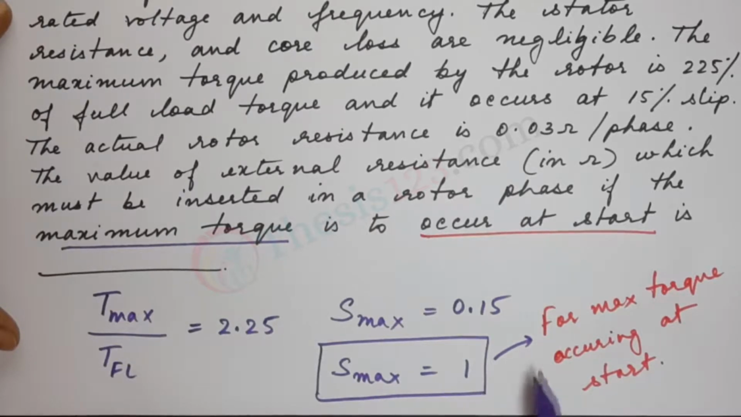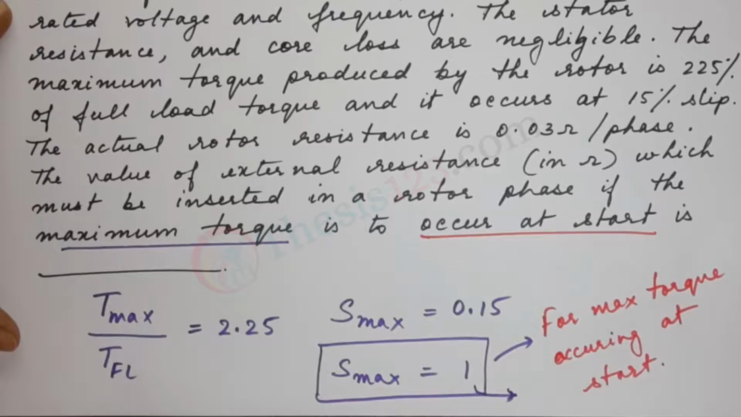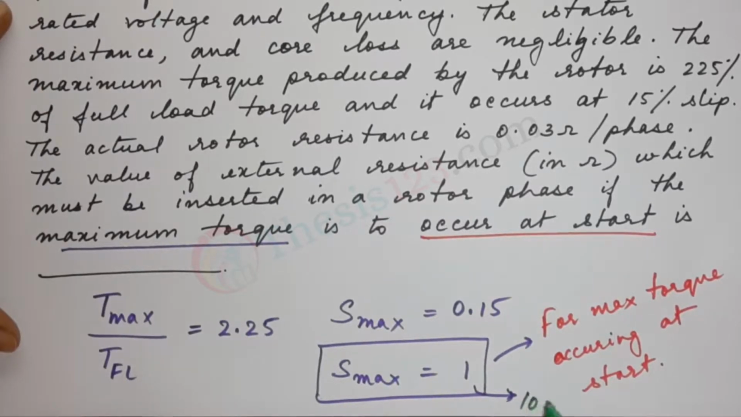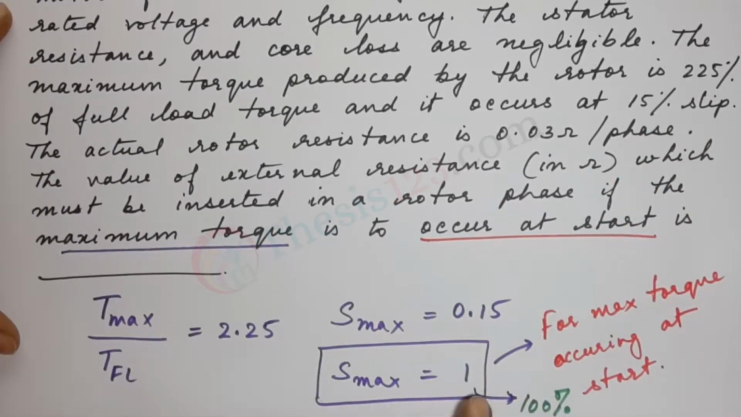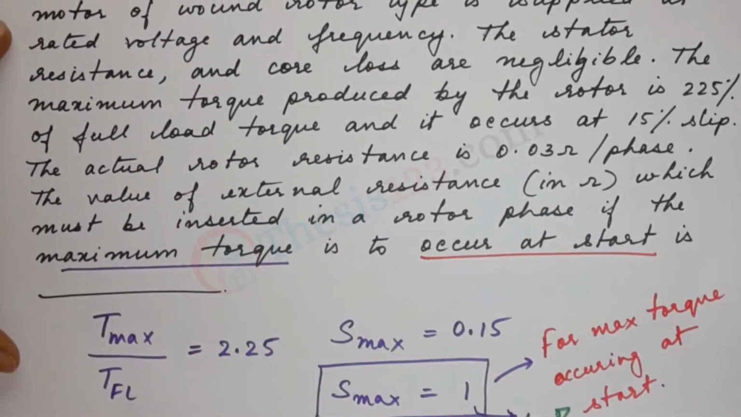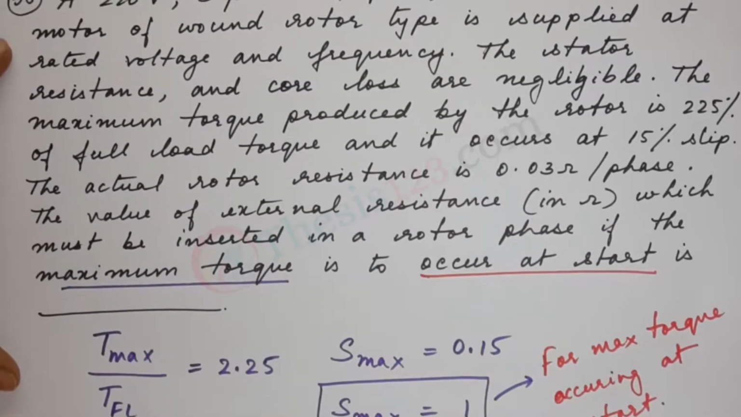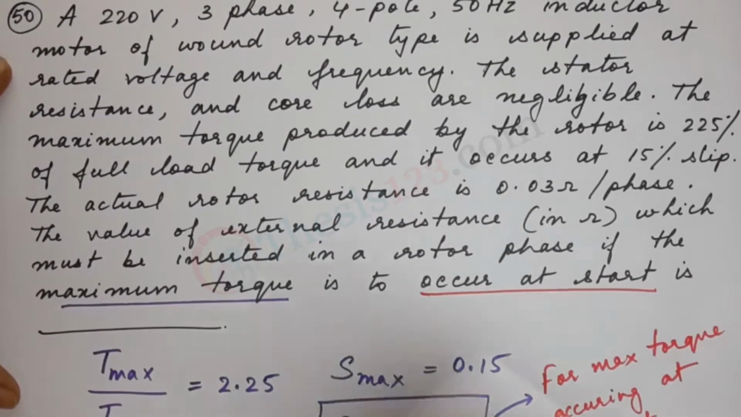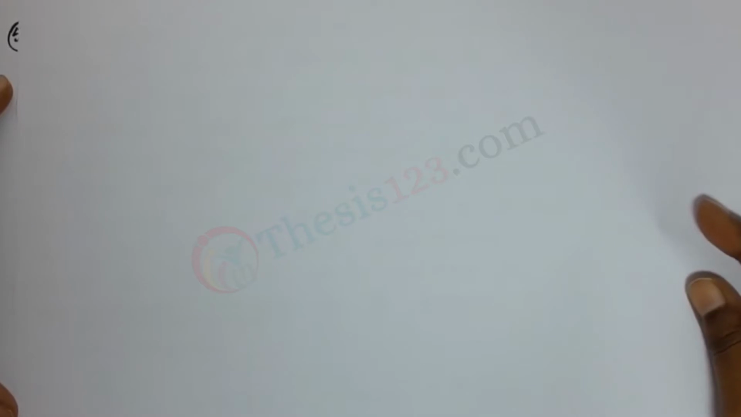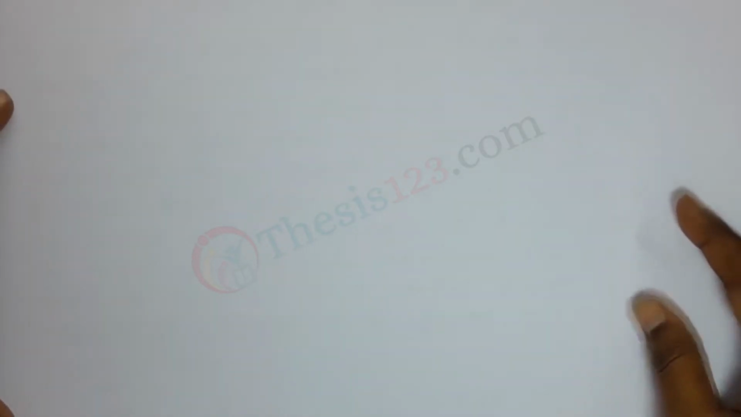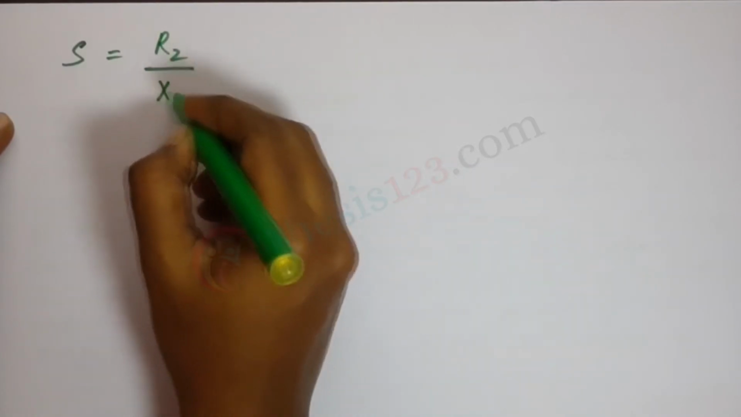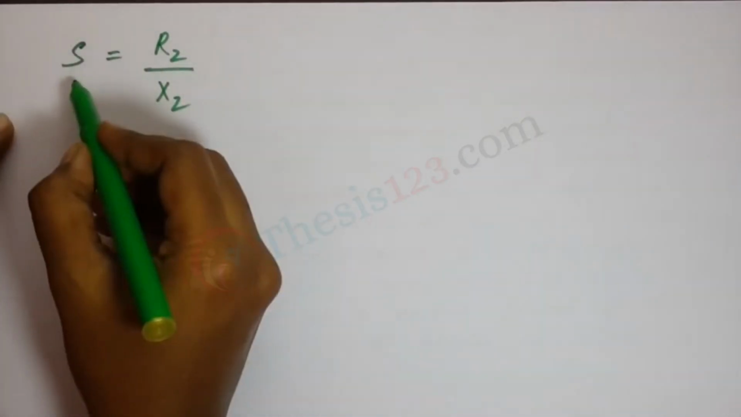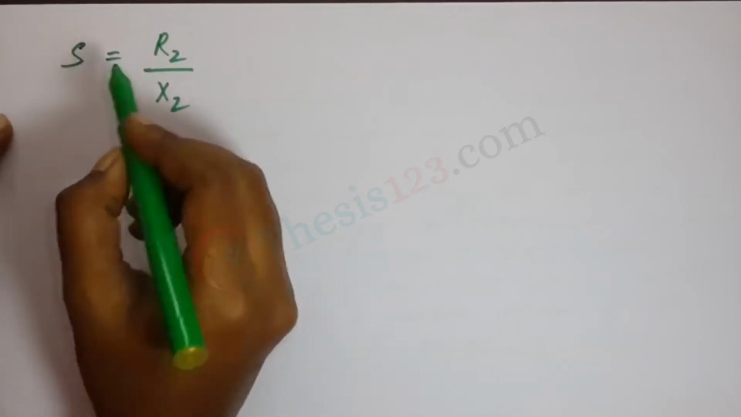Okay. Now we are going to base our entire problem on this point here. If the slip is 1, that means that it is at what percentage? It is at 100% slip. At 15% it is 0.15. So at 1 it means that it is 100%. So we are going to start with that. The slip is defined by the ratio of the rotor resistance to the rotor reactance. So the slip, in other words, is R2 by X2.